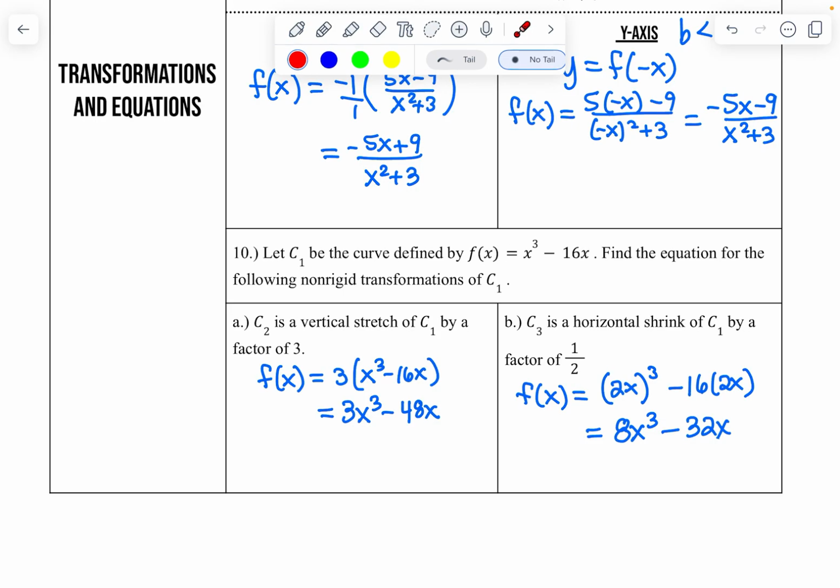So remember, the a value goes out front and multiplies by the function. The b value goes in with the x, and it's always the reciprocal. And those are your transformations. Really practice and make sure you have a great understanding of them. It will make graphing and understanding your functions a lot easier.